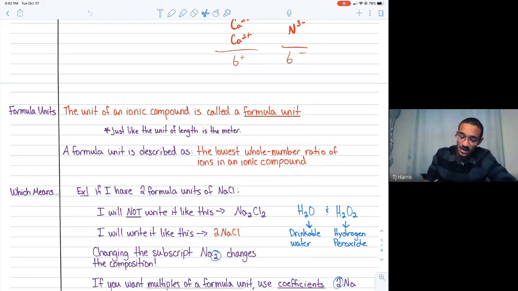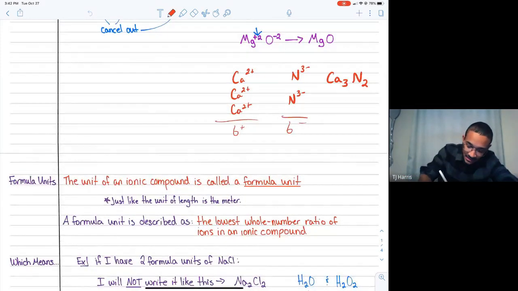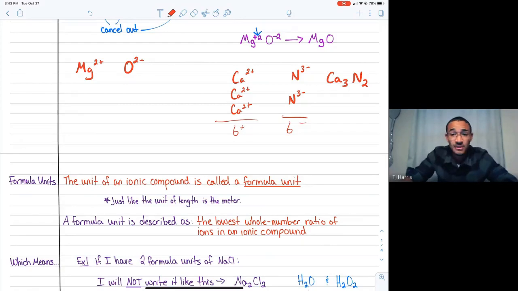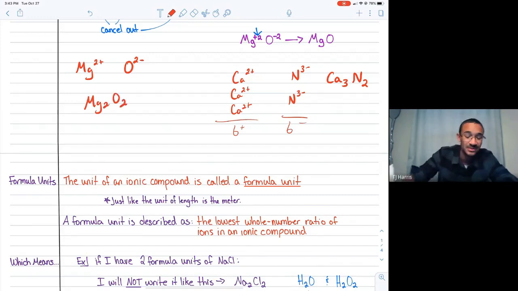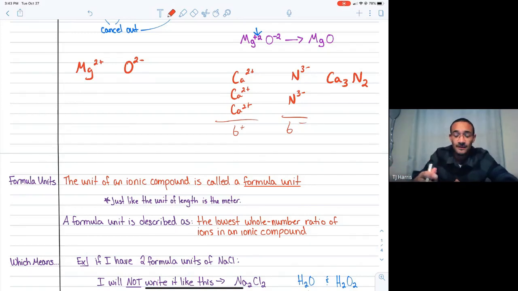So check this out. Let's say I take Mg, which is 2 plus, right? And O, which is 2 minus. Just because it's 2 plus and 2 minus doesn't mean I write Mg2O2. No, I don't do that. We simplify. We want the simplest whole number ratio. I don't need 2 of each of them. I just need 1 because 2 plus and 2 minus cancels out. So if I have something that I can simplify, I just write this as MgO. I just need 1 of each. The simplest whole number ratio in the compound.